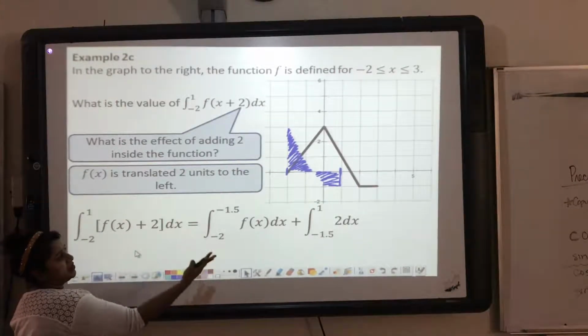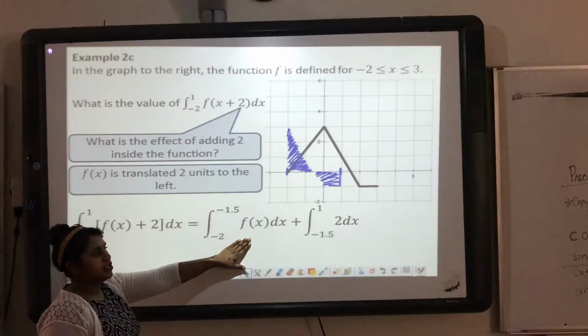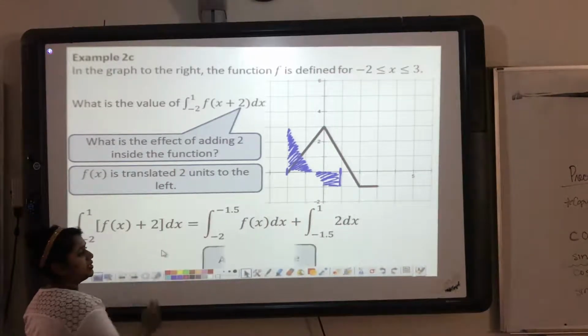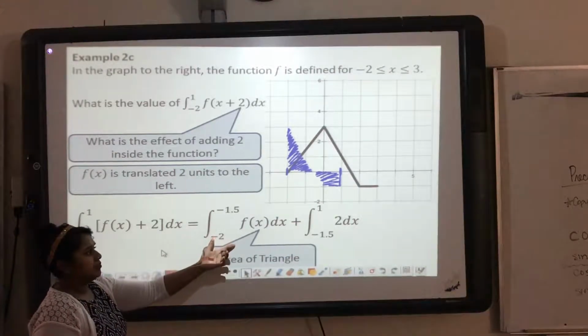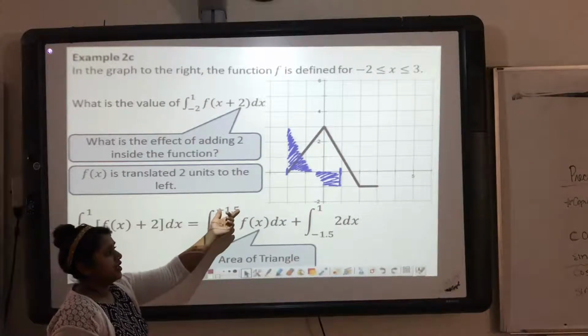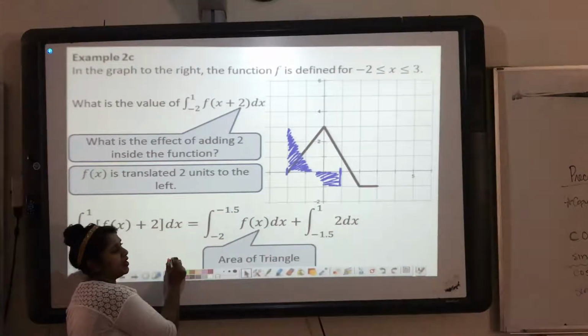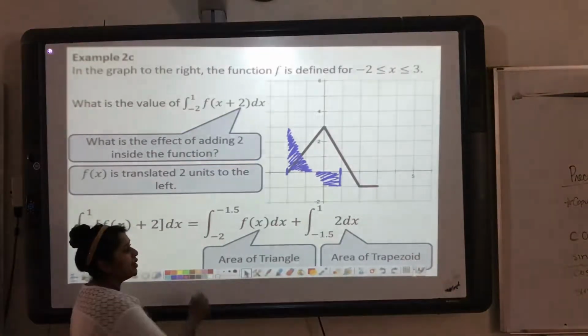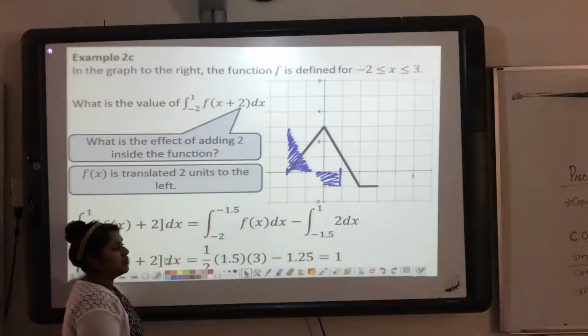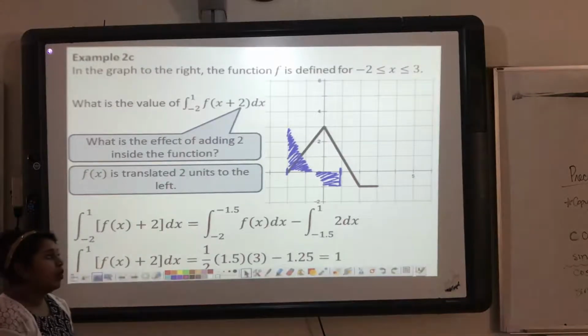Okay, so what we're going to do is use our property called additivity, and we're going to look at -2 to -1.5, and then we're going to look at -1.5 to 1. So here's the area of that triangle, here's the area of the trapezoid, and all we do is plug in those values and we get our total of 1.